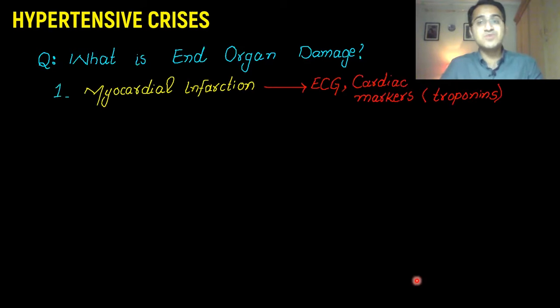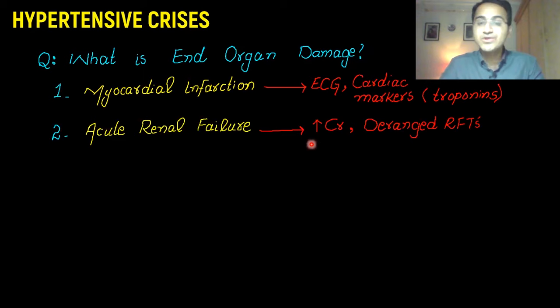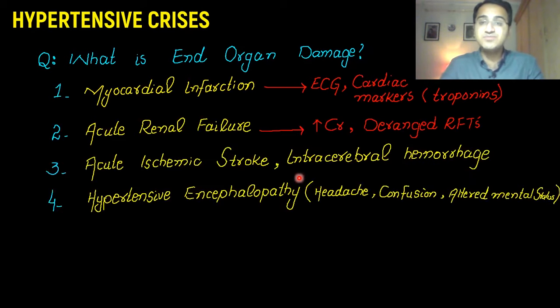If the patient develops myocardial infarction, if the patient is having unstable angina as evident on ECG or cardiac markers, that is end organ damage. It means that the organs are being affected by this high blood pressure. If the patient is developing acute renal failure, if you see elevated creatinine, deranged RFTs, if the patient develops ischemic stroke, if the patient is having intracerebral hemorrhage, or if the patient is developing symptoms of hypertensive encephalopathy like headache, confusion, altered mental status, it means that the organs are being damaged.